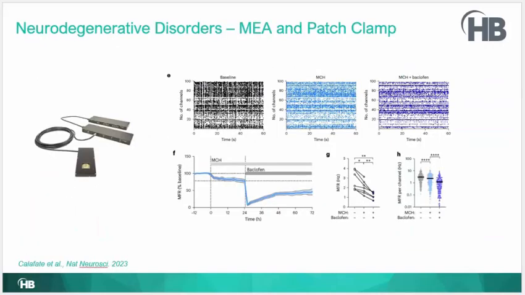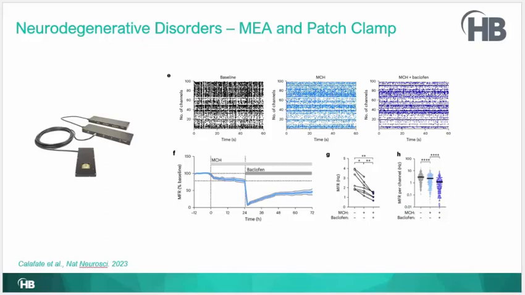Okay, so in this particular example, this is a publication looking at early Alzheimer's disease by Califat and colleagues. Early Alzheimer's disease is associated with hippocampal hyperactivity and decreased sleep quality. And this group was specifically looking at a gene called PMCH, which encodes melanin concentrating hormone, which is produced in sleep-active lateral hypothalamic neurons. This particular study combined MEA recordings and patch clamp.